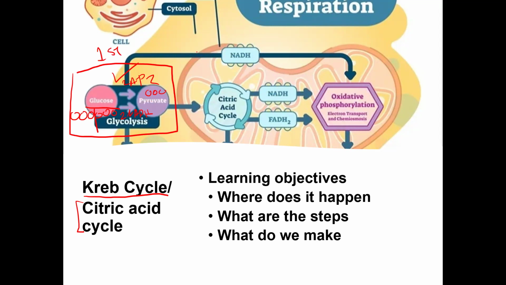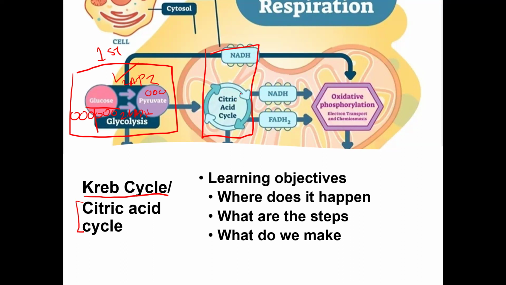Now we're going to focus on our second step, the citric acid cycle, which is the first step in our mitochondria. One thing I want to make sure you understand is that the citric acid cycle is a very complex series of biochemical reactions that happen in order to produce things that we need to get to our electron transport chain.